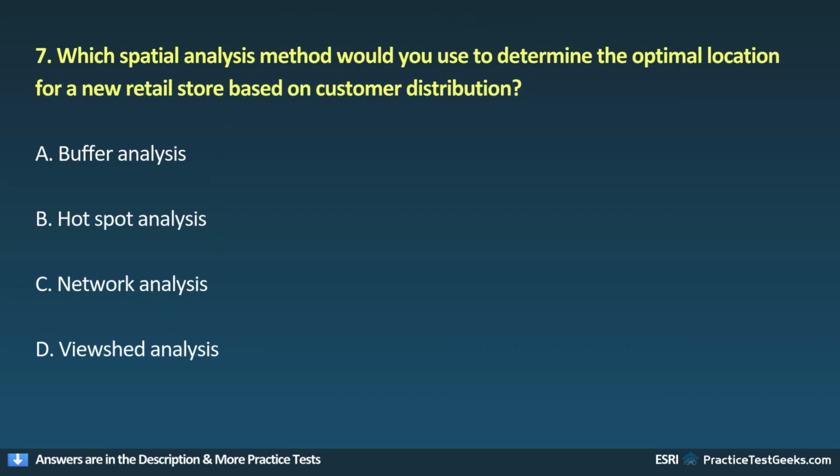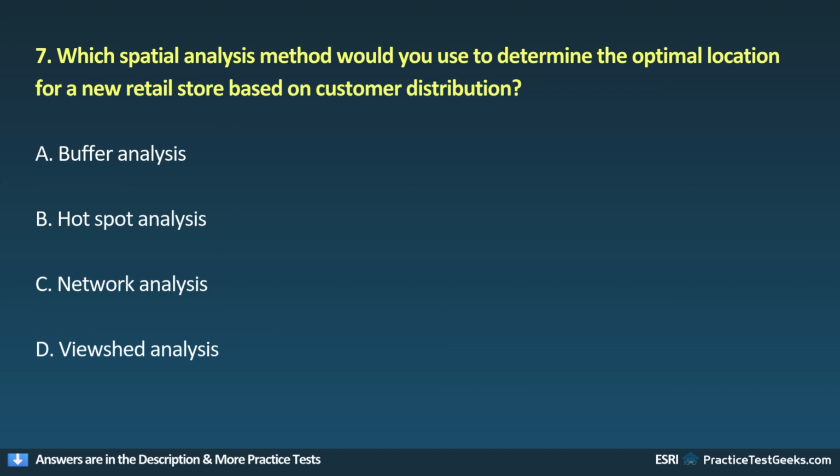7. Which spatial analysis method would you use to determine the optimal location for a new retail store based on customer distribution? A. Buffer analysis. B. Hotspot analysis. C. Network analysis.